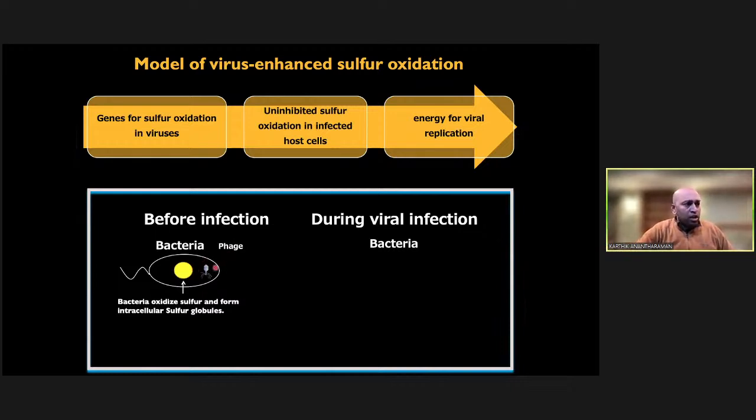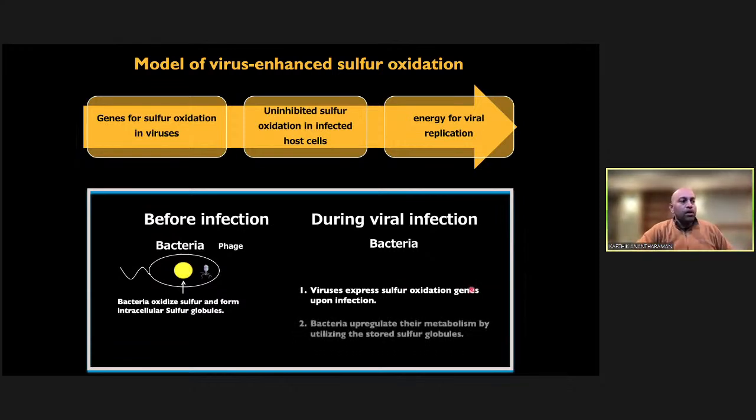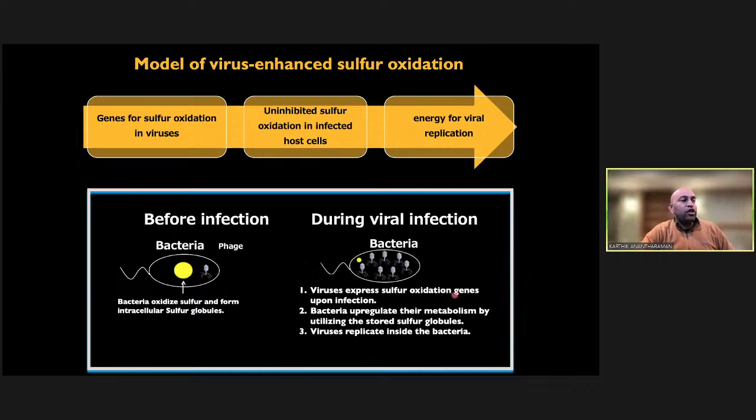When you have a phage come in and infect this bacterium, these viruses would express sulfur oxidation genes like the ones that I just showed. The bacteria would respond by upregulating their sulfur oxidation metabolism and utilizing the stored sulfur globules. The viruses would steal this energy and replicate inside of the bacteria. And eventually, we have a lot of viruses here, and bacteria are consuming the intracellular sulfur and will eventually die.